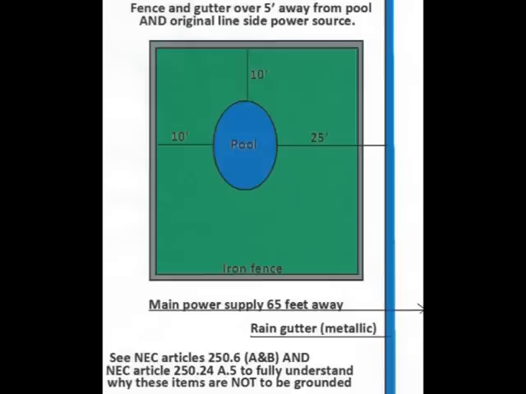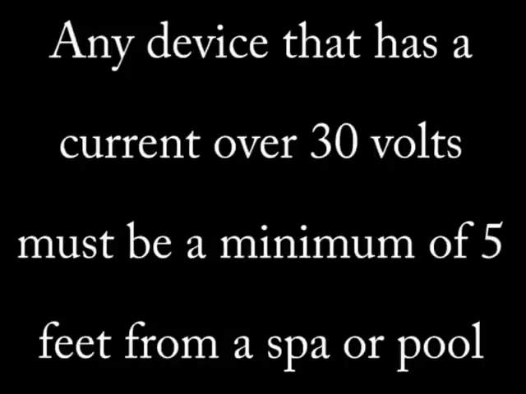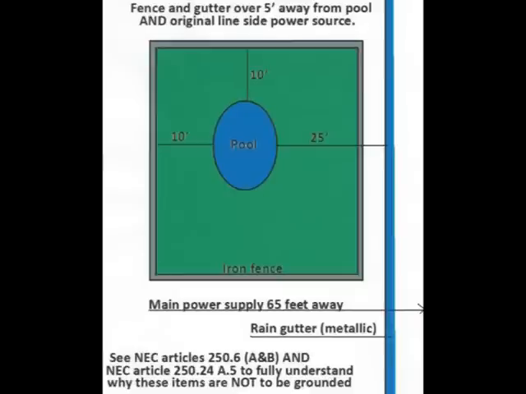Take, for example, that you have an iron fence, as you see in the diagram, that surrounds a yard with a pool in it, or a rain gutter, as you can see to the right, that directs water to a drainage area. These do not have to be grounded and should not be grounded unless they are within 5 feet of a pool, spa, pool equipment, service equipment, or the main panel. Now think about it for a second. Why would you ground items that would not normally have any potential to conduct electricity?